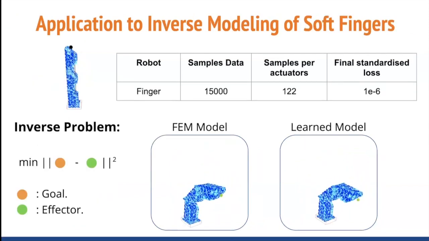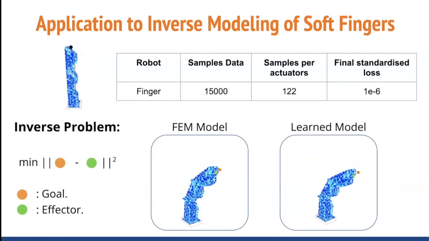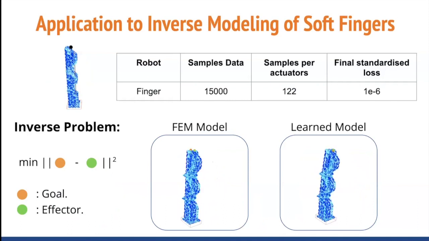The second example we present is the finger robot example. The soft finger robot is actuated by 2 cables, and the objective is to control the position of its end effector. For training, we decompose the actuation space into a grid of 122 points per actuator, which leads to about 15,000 training samples. After training the network, we obtain a reconstruction loss of about 10 to the power minus 6 for standardized data. With this learned model, we formulate an inverse optimization problem, where the objective is to minimize the distance between the goal and the end effector. The results obtained with the FEM model and the learned model are comparable in terms of positioning.